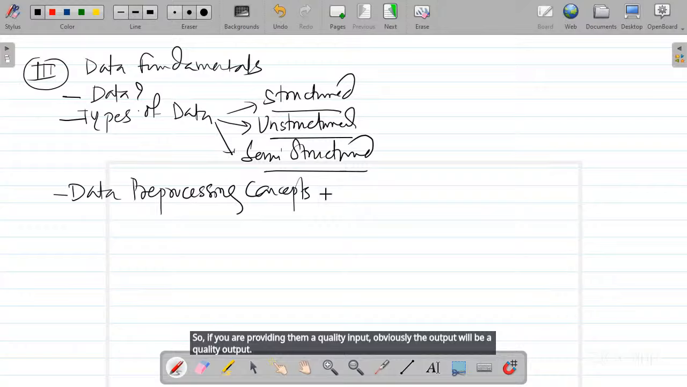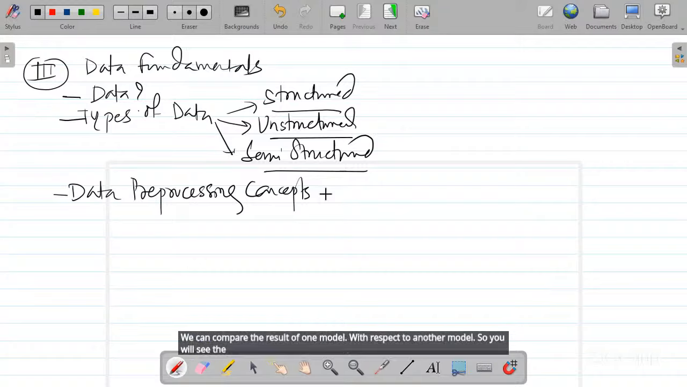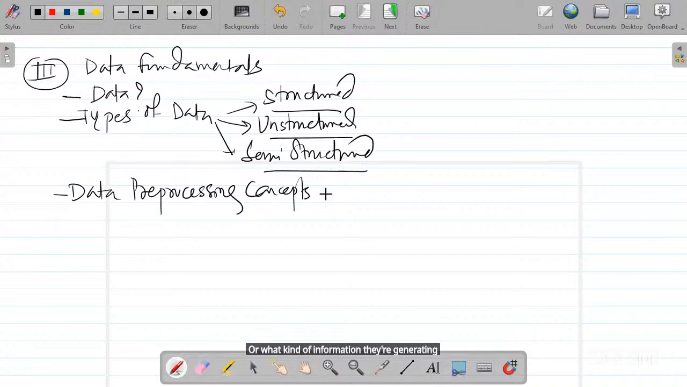And now that we are using these models, we can compare the result of one model with respect to another model. You will see the difference in what kind of information they are extracting or generating. All the output is dependent on that particular case.